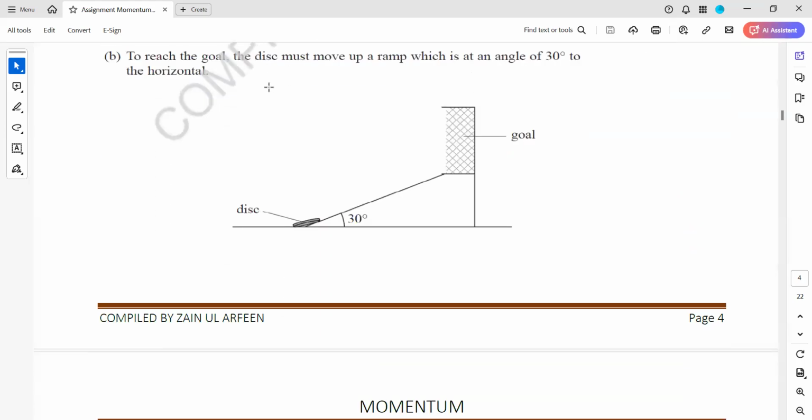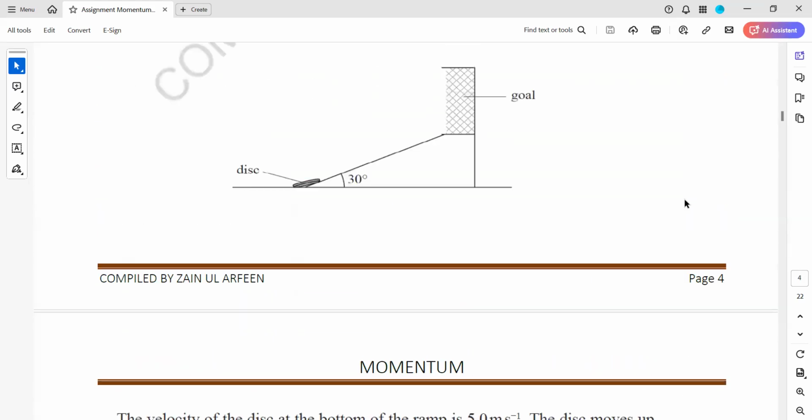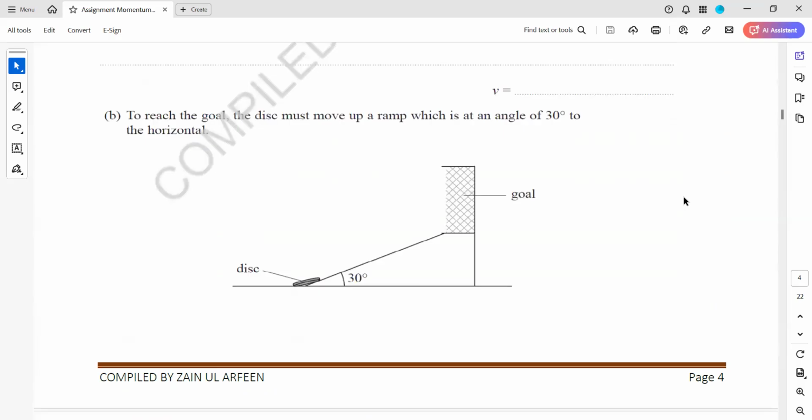Now, the next part. To reach the goal, the disc must move up a ramp at an angle of 30 degrees to the horizontal. The velocity of the disc at the bottom of the ramp is 5 meters per second. The disc moves up the ramp, doing work against the frictional force. The disc moves a distance of 6.5 centimeters up the ramp before moving back. Determine the frictional force. This is actually related to conservation of energy rather than momentum.